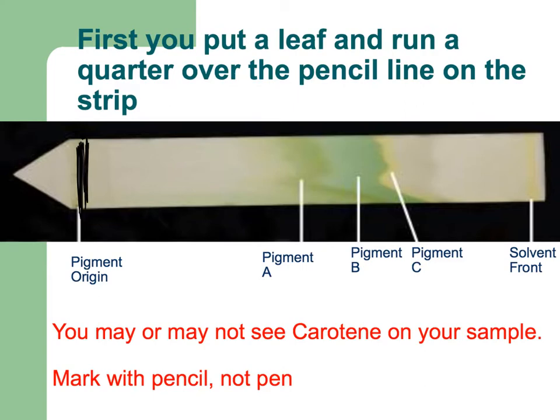The reason why is that you are going to be sticking this in solvent, and if the solvent touches your pigment, it's not going to run. You actually want to have this solvent run up the strip, and it's going to run up over a course of about half an hour, 45 minutes. So you want to do this step first, and as it's running up, it's going to be separating out those pigments.